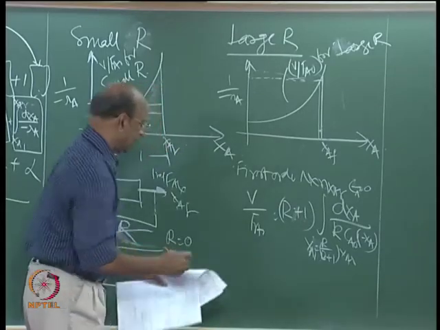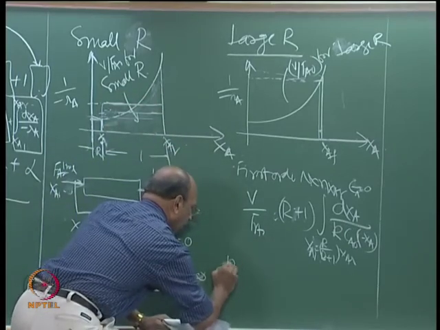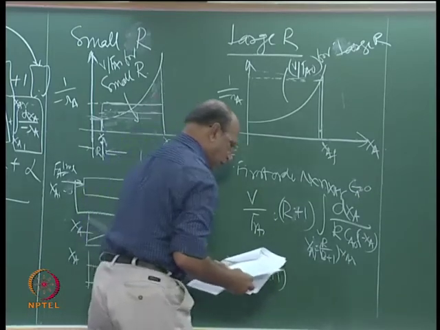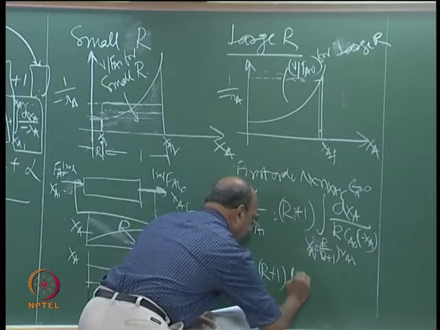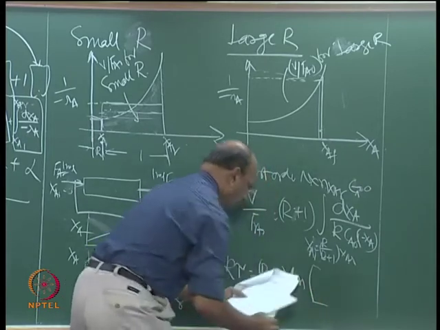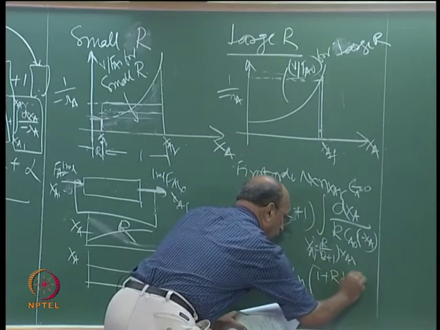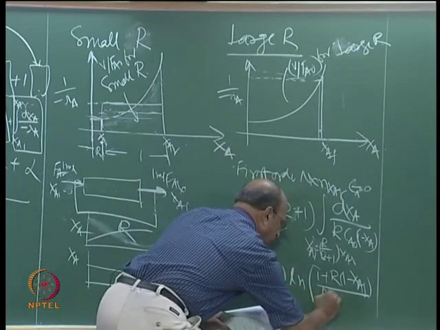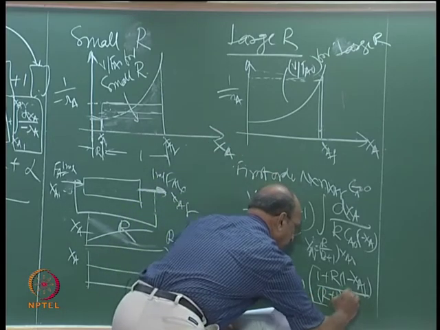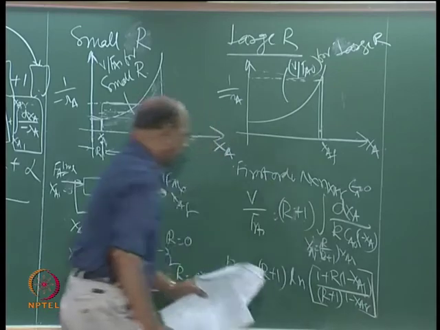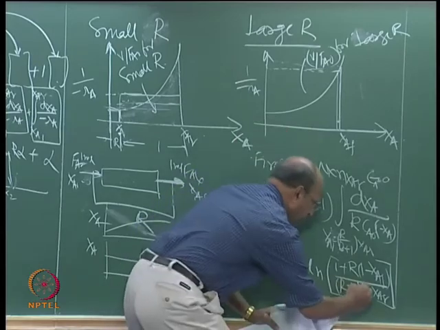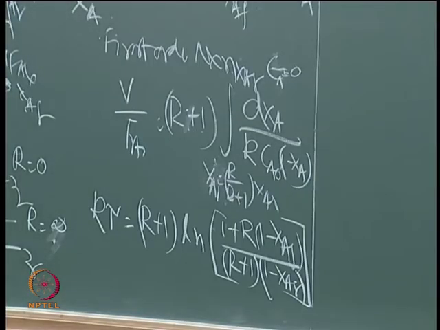So, then what you get here, if I write this in terms of k tau for easy writing, k tau equals R plus 1, in terms of conversion this will be ln of 1 plus R into 1 minus xAF, divided by R plus 1 into 1 minus xAF. Please remember, 1 plus R into 1 minus xAF, divided by R plus 1 into 1 minus xAF. Like that for second order reversible reactions, all these things you have, epsilon change, all that you have.